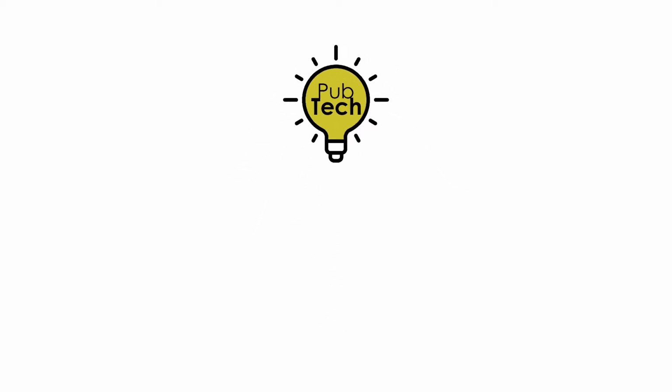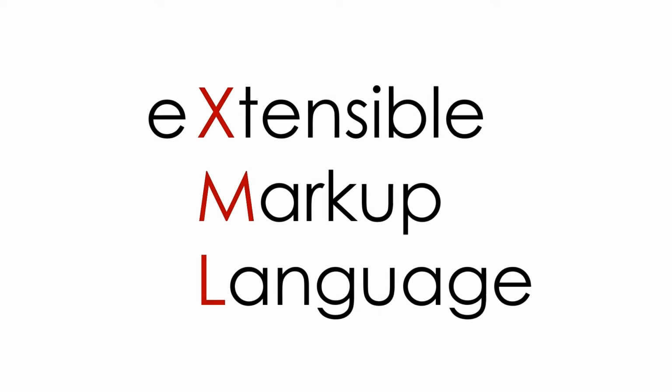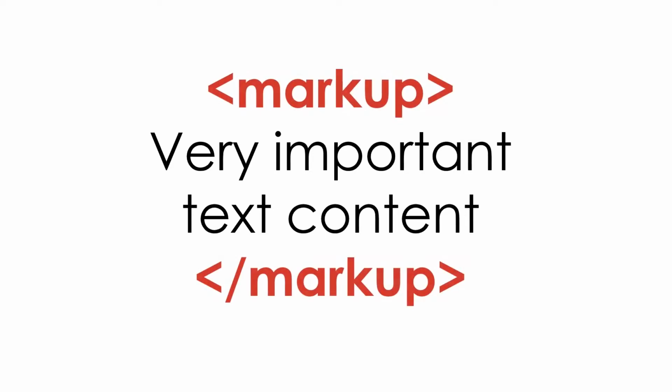Hello. In this video, we're going to talk about XML, what it is, and why it matters to us in publishing. The XML acronym stands for Extensible Markup Language. A markup language is a way of inserting markup in the form of code inside angle brackets to the content of documents to add information about the content.